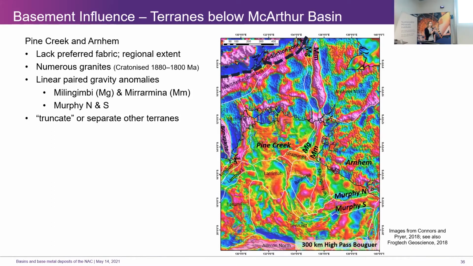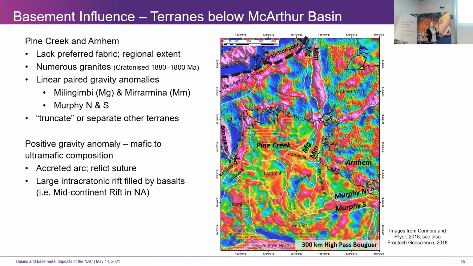When I first was doing this work with the NTGS, they didn't really necessarily like the idea of separate basement blocks. They could see a lot of geology that they could correlate between Pine Creek and Arnhem, and that may well be the case, but they were separated at some point, even though they may have a shared history. But when you look offshore and you see that gravity anomaly, there's no doubt that that is a separate terrain.